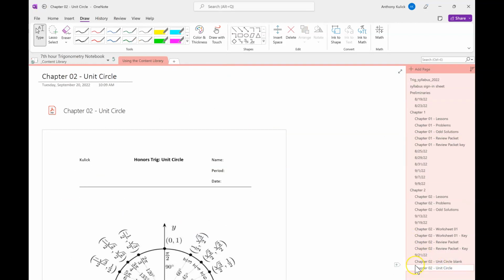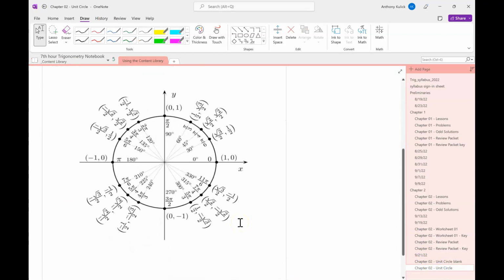You'll notice also in the content library I have one that's typed out for you with the same information on there. I rationalized the 1 over root 2 on this one that I typed out for you, since it felt like a final answer. So anyways, that's there, okay?